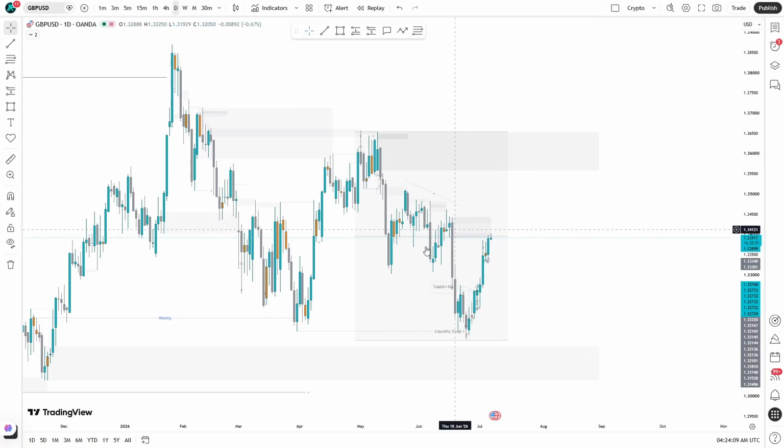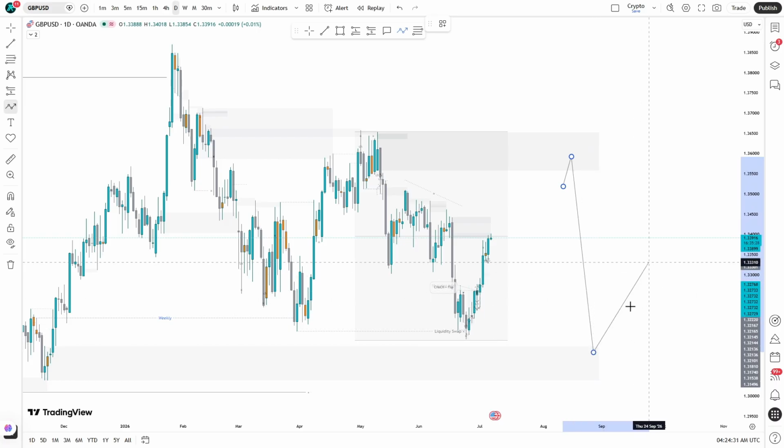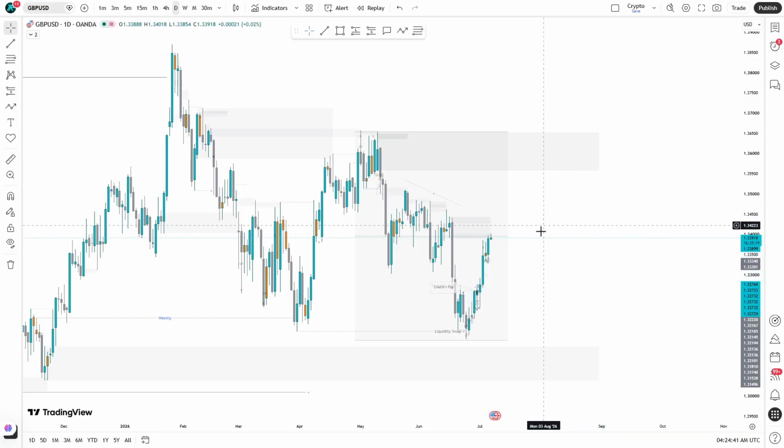Either stop here in this clean supply zone, or it will rally up to this upside. This whole place for this supply, then we'll trade from here down to this place here. So that's the 2 case scenario.